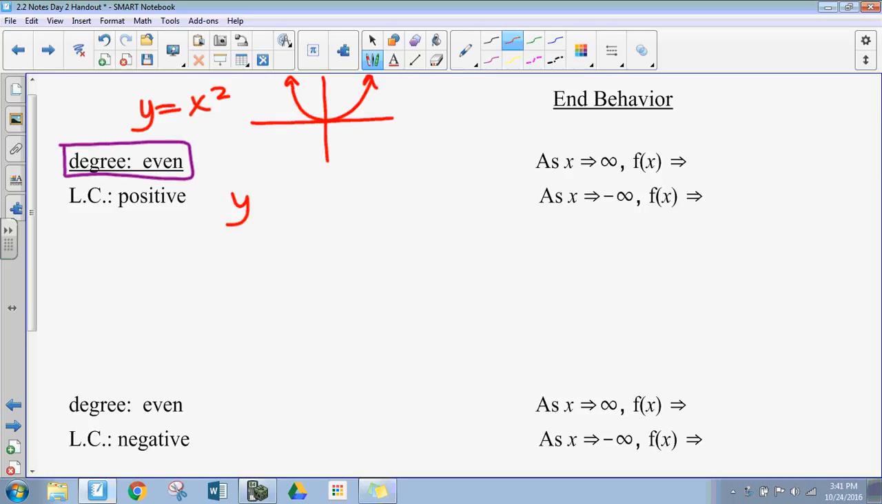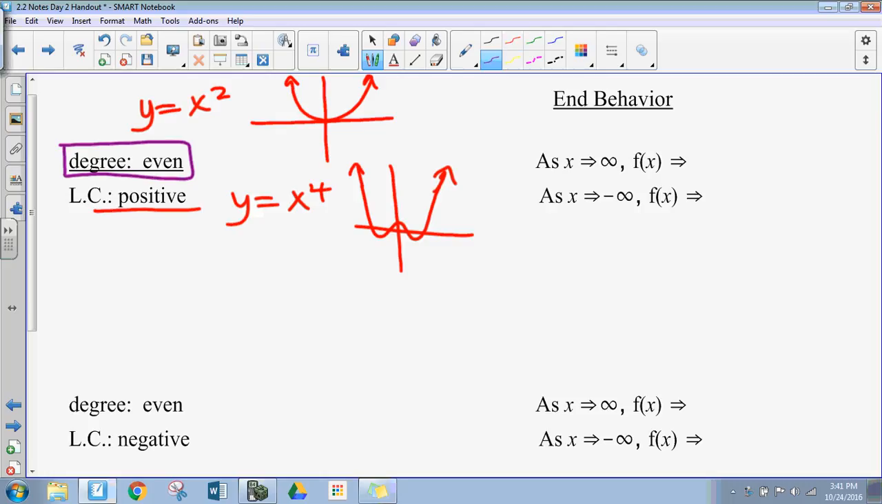And even if you have y equals x to the fourth, you're going to have the same end behavior, and something else will happen in the middle. We don't know what yet. It could look like that. It could look like a wider parabola. Something is happening in the middle, and we're just focusing on the end behavior. Okay? But the end behavior will be the same anytime you have a positive leading coefficient and an even degree.